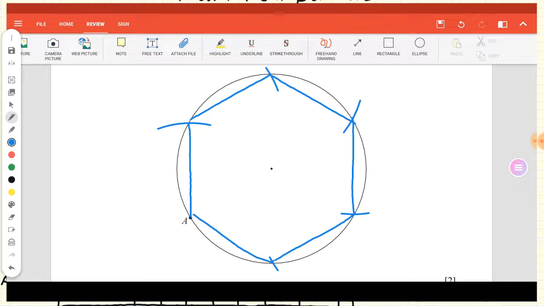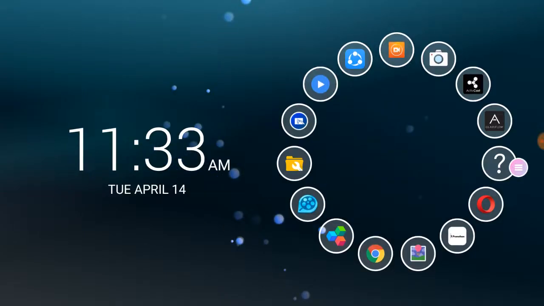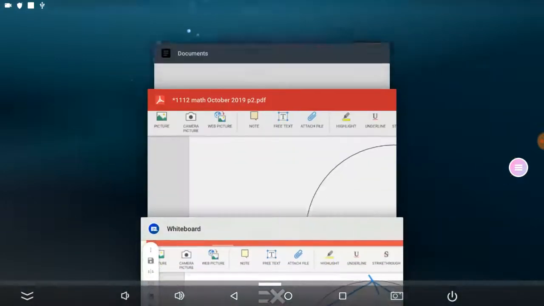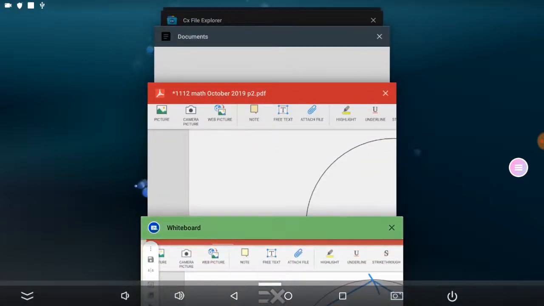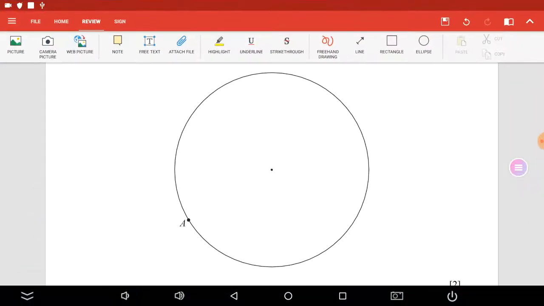And the only polygon that could be drawn to be inscribed in a circle is the hexagon. Regular hexagon is the only polygon that you can draw inside the circle, and it will be inscribed.